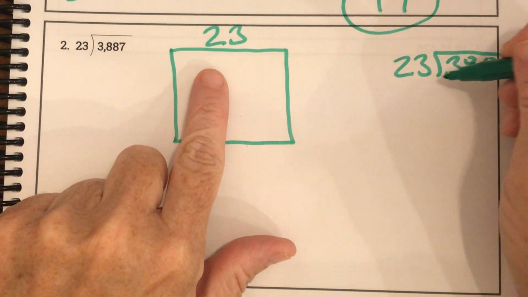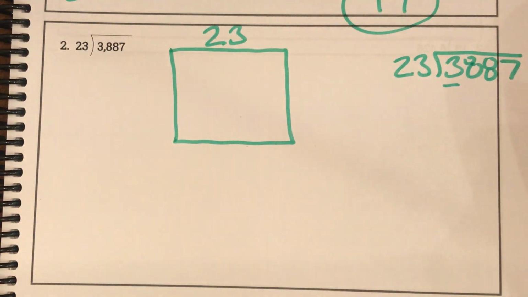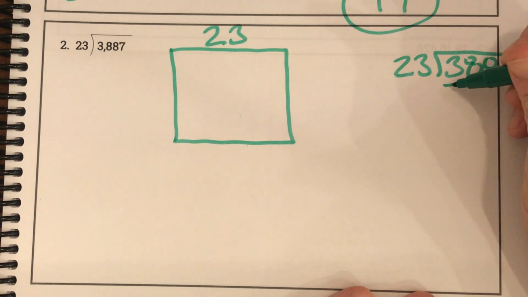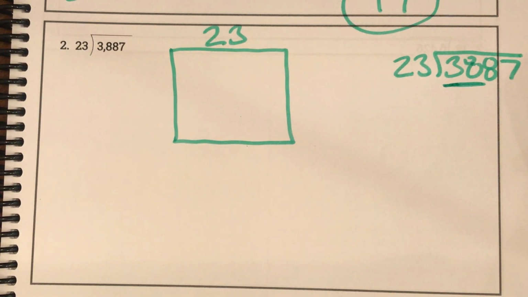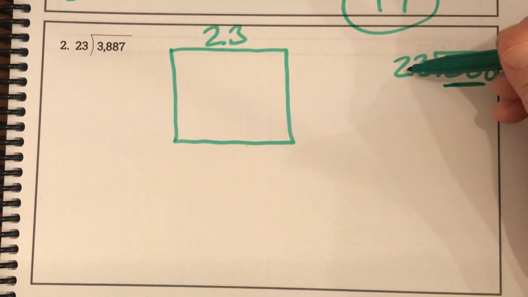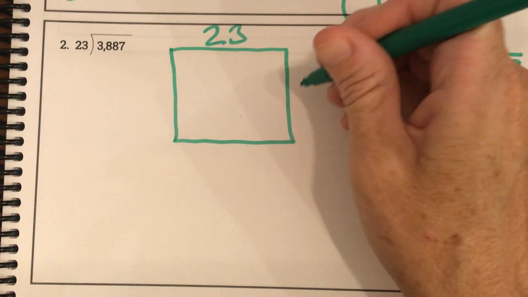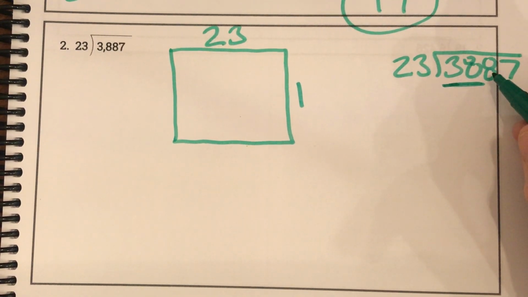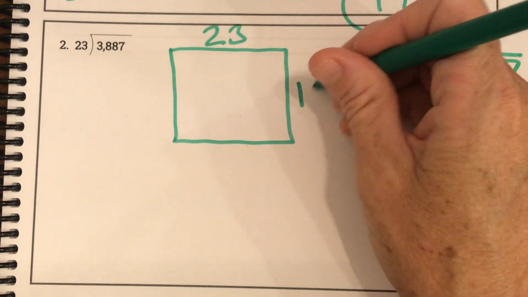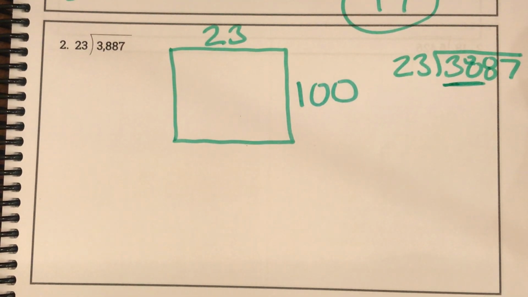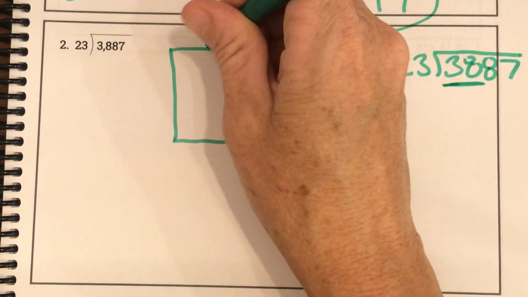So I'm going to ask myself, can 23 fit into 3? No. Can 23 fit into 38? Yes. How many times? Isn't it just going to be 1? Because 2 20s would be 40, so that'd be too much. So I know it's 1, but it's not just a 1 because there are these 2 digits, so it's actually 100.